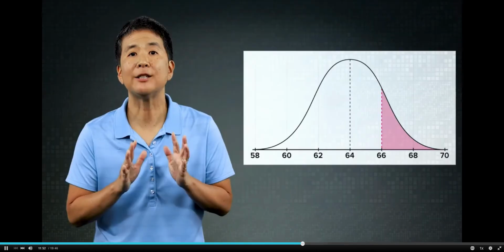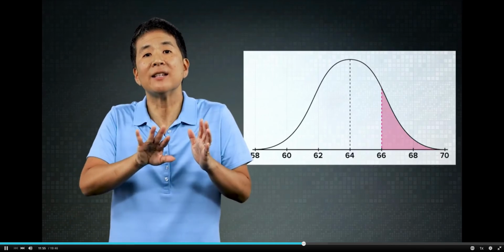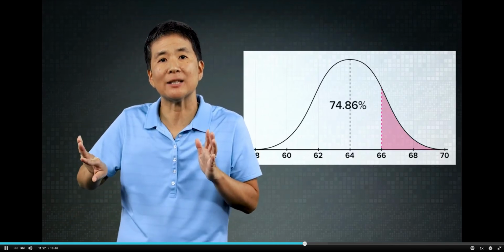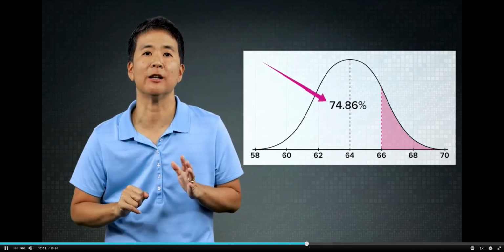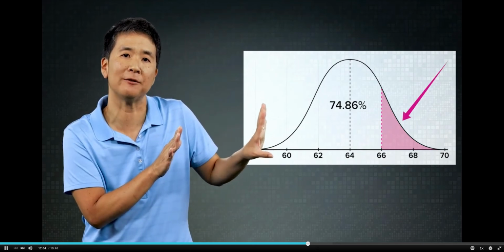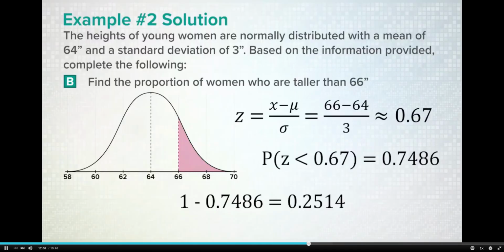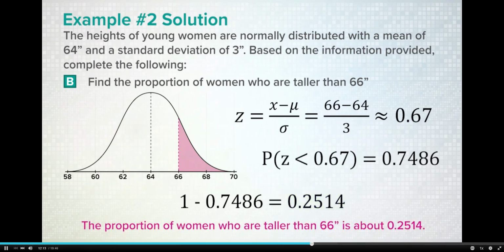Now, is this what I want? No, I don't want the area that is 74.86, which is the unshaded region over here. I want this shaded region, which is the small portion above 66. So I need to subtract this from 1 to get 0.2514. Therefore, the proportion of women who are taller than 66 inches is 0.2514.